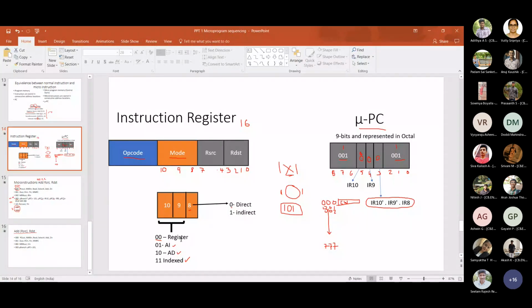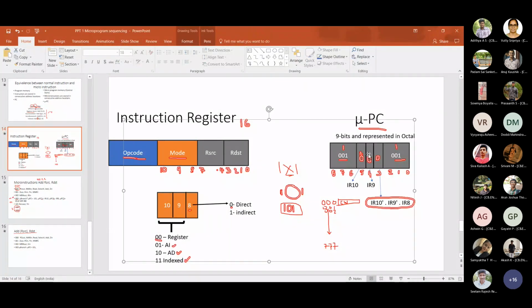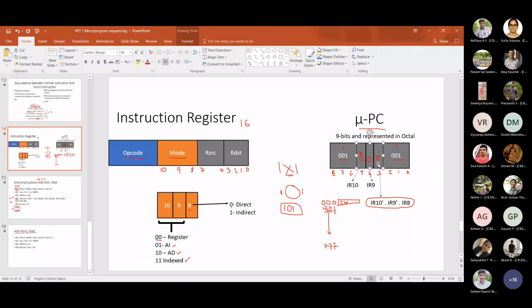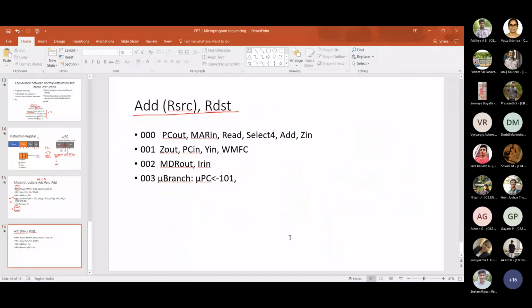So if it is register indirect, since it's register, these two bits will be 0 and 0 only. Then the third bit is IR 10 bar, IR 9 bar, IR 8, which is nothing but 1. So here also you'll get 0, 0, 1. So the final jumping address would be 1, 1, 1. So what will you load in MuPC 3, 4, and 5? Please complete this micro branching instruction.